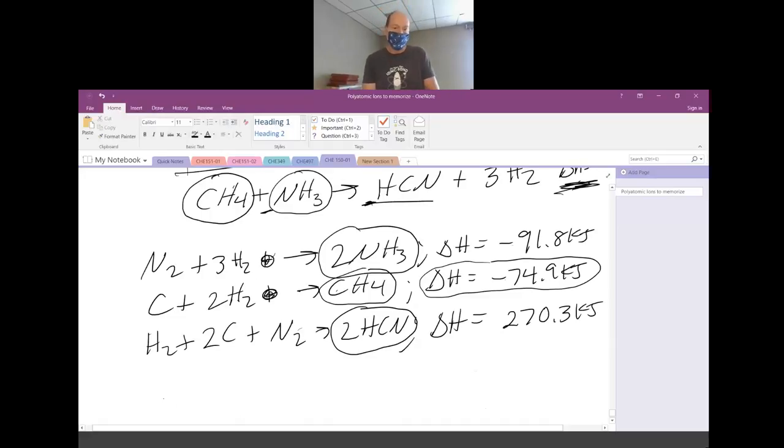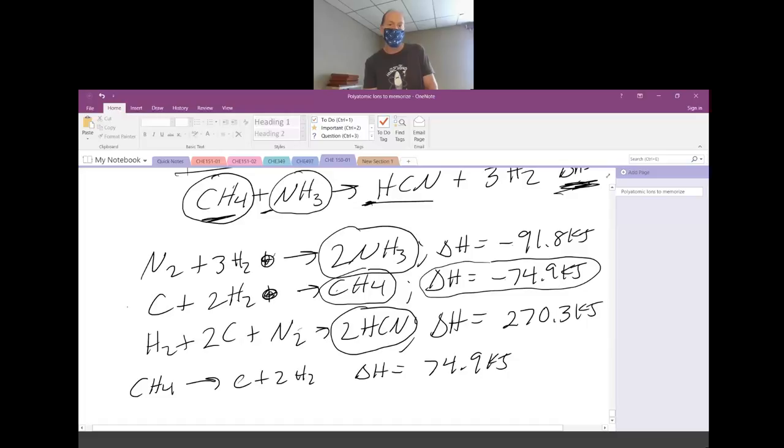All right, so we're going to switch the first one. So we have CH4 goes to C plus 2H2. And the delta H of that is a positive 74.9 kilojoules. So to get my CH4 on the left, I had to reverse the second reaction. When you reverse a reaction, you change the sign of your delta H. My NH3, I need to reverse that, but I also need to multiply it by 1/2 all the way through.